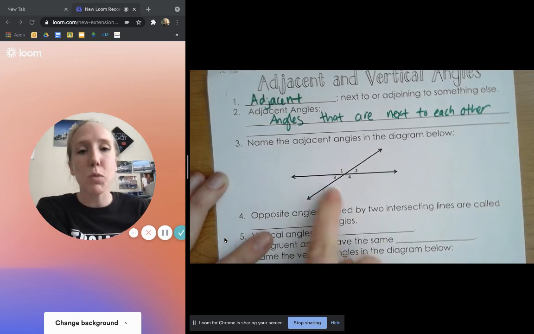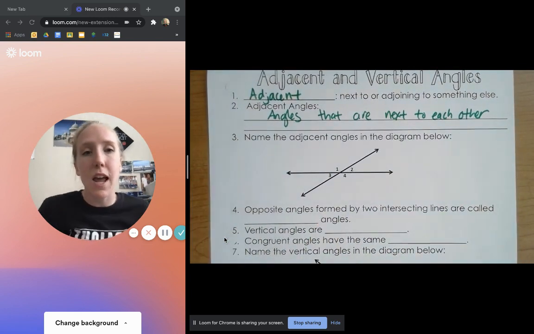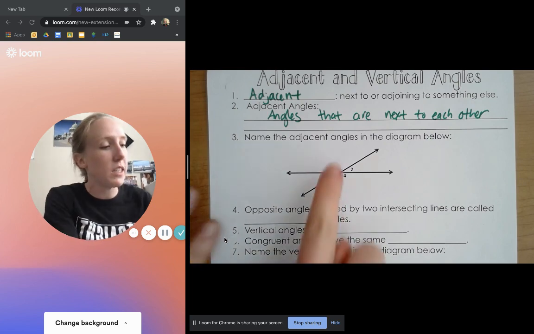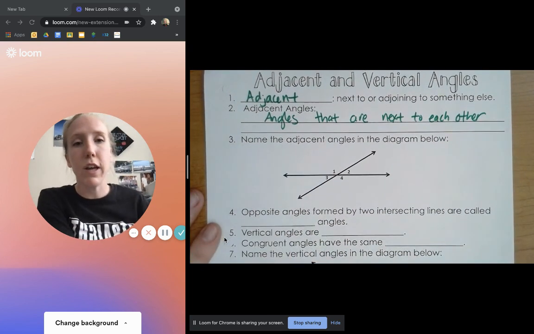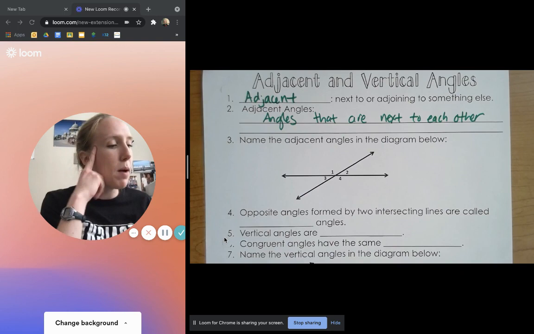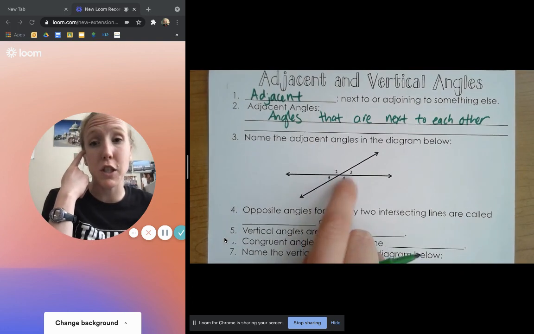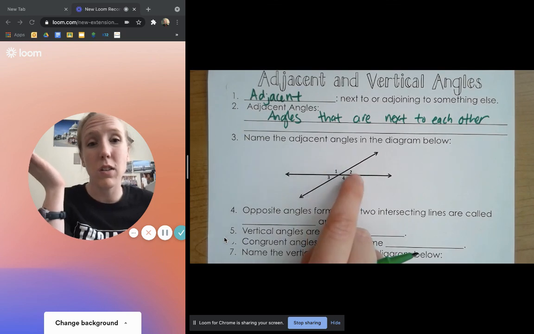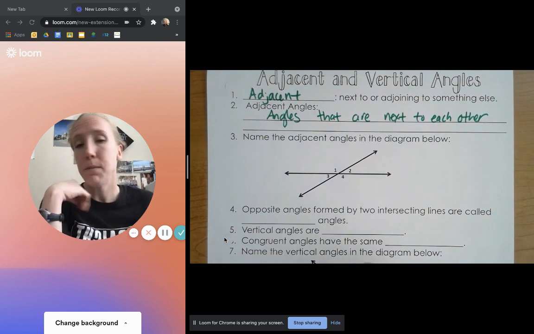So in this, we are going to name all the adjacent angles. I want you to pause the video. Take a second to name all of the adjacent angles in this figure. Now, remember that when we have just the numbers and we have just the angles labeled like this, you can just say angle 1, angle 2, angle 3, angle 4.